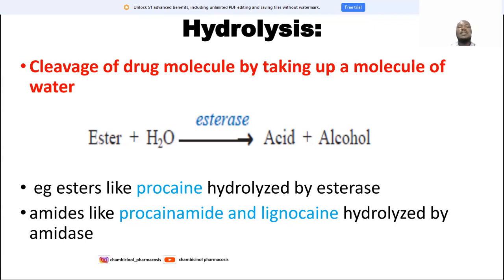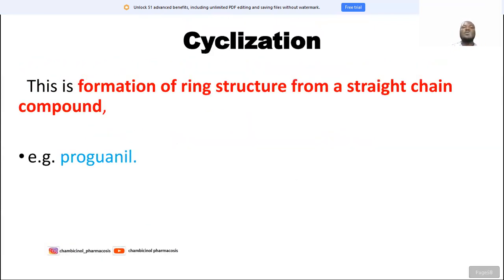These contain the amide, and the special enzyme for hydrolysis of amide-containing compounds is the amidase enzyme. While for ester-containing compounds, it will be hydrolyzed with the help of the enzyme called esterase. So it is very important to know the examples for the case of hydrolysis also. As I said, we have procainamide and lignocaine. These are some examples.